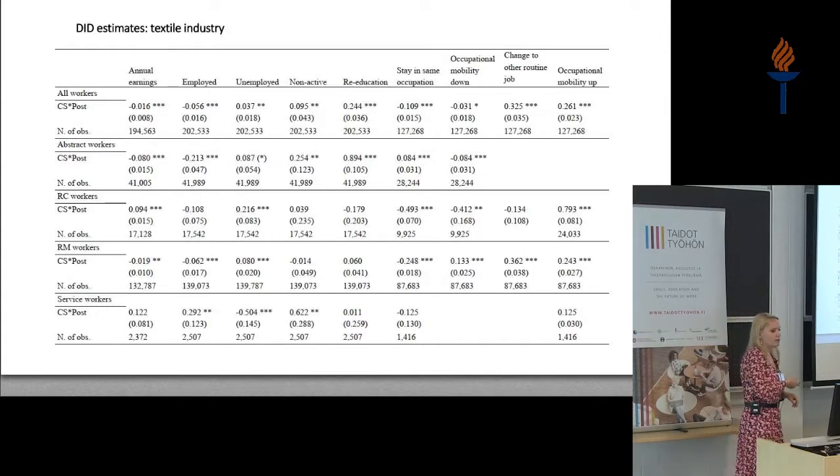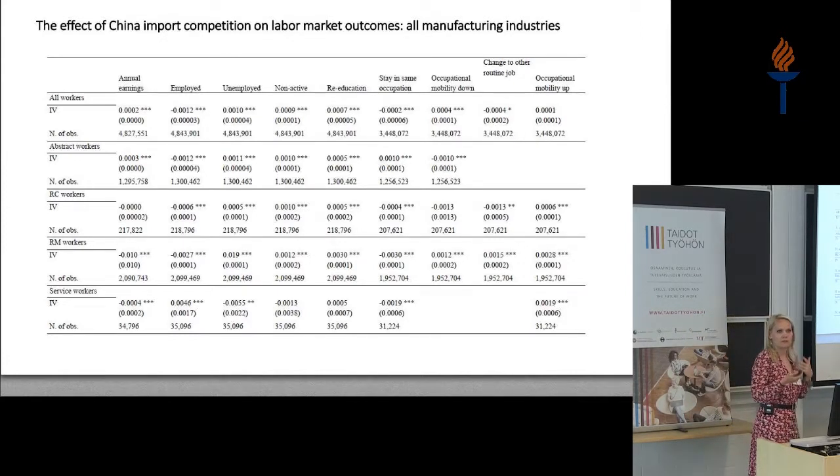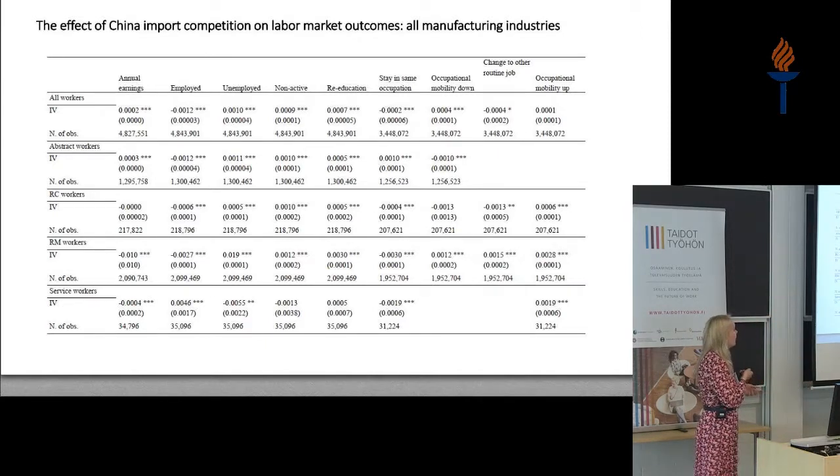And here are the results using this IV. As you can see, the estimate doesn't tell anything basically, because we need to think about how we present these estimates. Is it fractions of deviations or something like that? But these are highly robust, and these include all the manufacturing industries plus the textile industry.